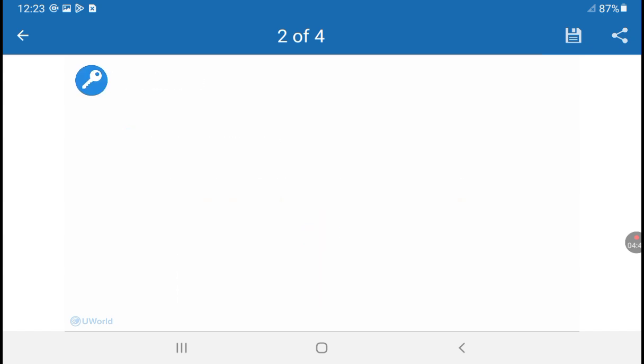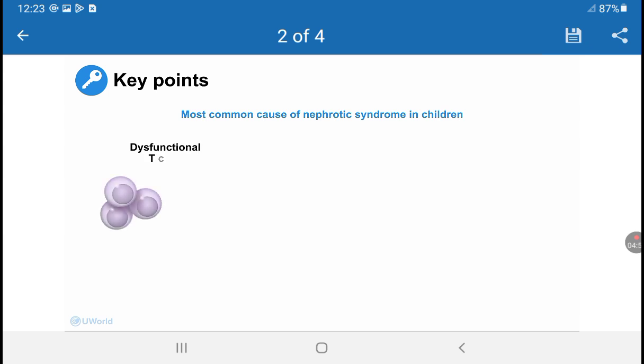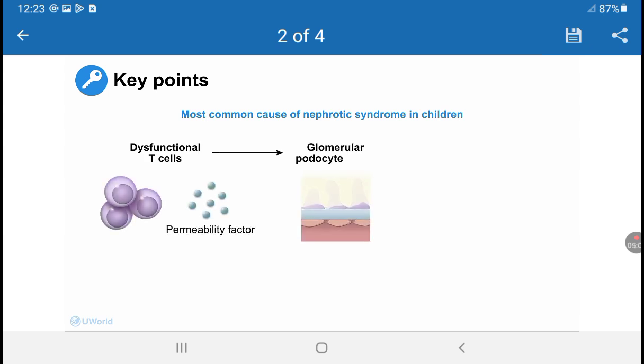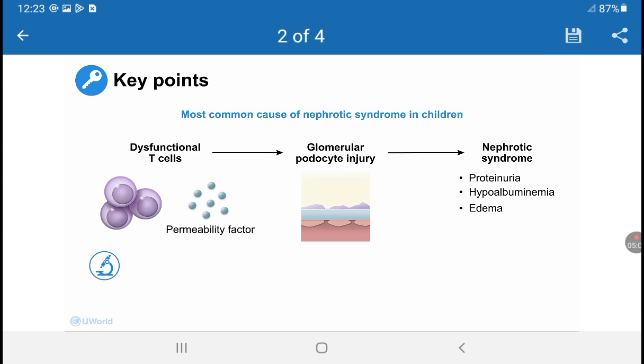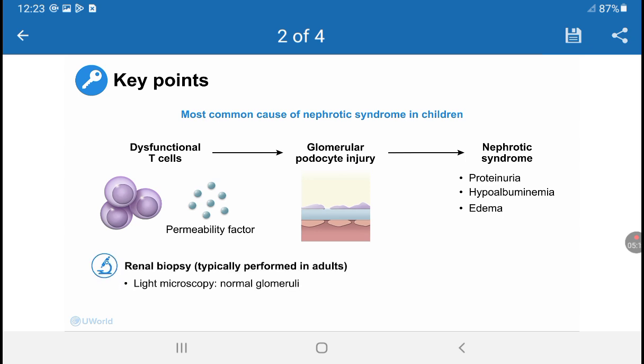To sum up, here are the key points to remember. Minimal change disease is the most common cause of nephrotic syndrome in children. It's likely caused by dysfunctional T cells that cause production of a circulating factor that injures glomerular podocytes, resulting in nephrotic range proteinuria, hypoalbuminemia, and edema. When renal biopsy is performed, light microscopy shows normal glomeruli, and electron microscopy shows foot process effacement. Most cases resolve in months with corticosteroids.